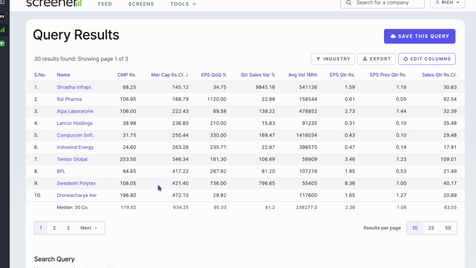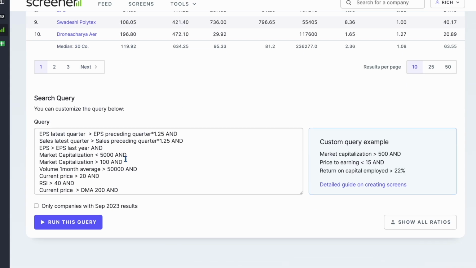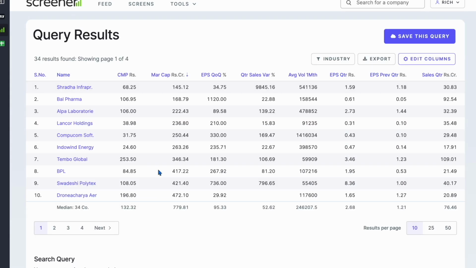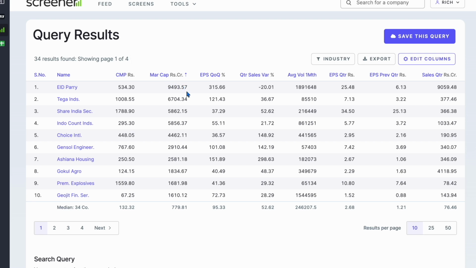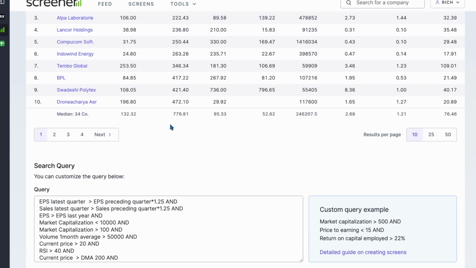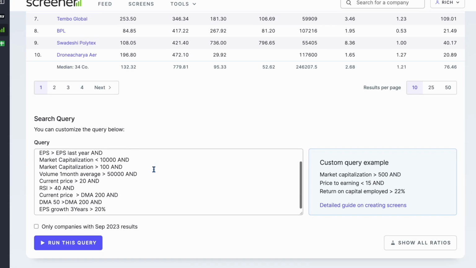Let's run this query. And now see, those companies with market cap less than 100 have been removed. So this way, let's say you want to play around, and let's say you want companies up to 10,000 market cap, right? That is how far you want to go. You run this and you get 34 results, with the highest market cap being 9,493 crore rupees. So yeah, this is a great scanner to look for the companies fundamentally, right?